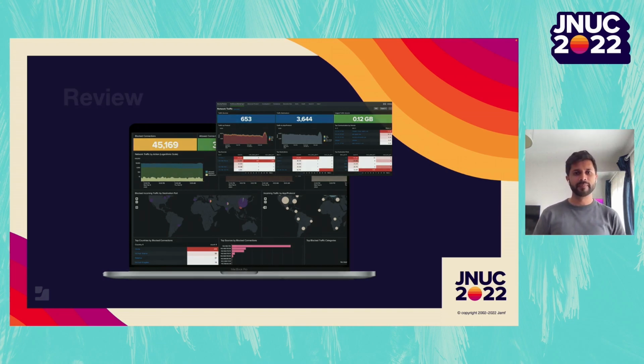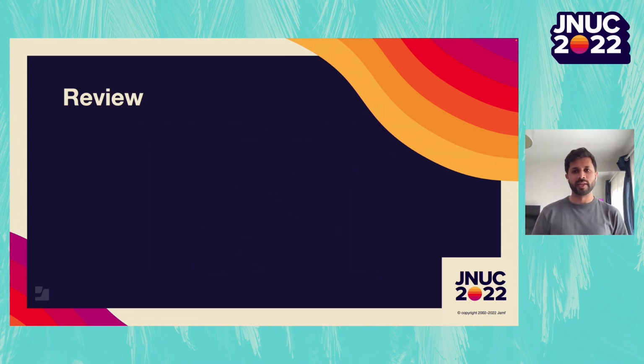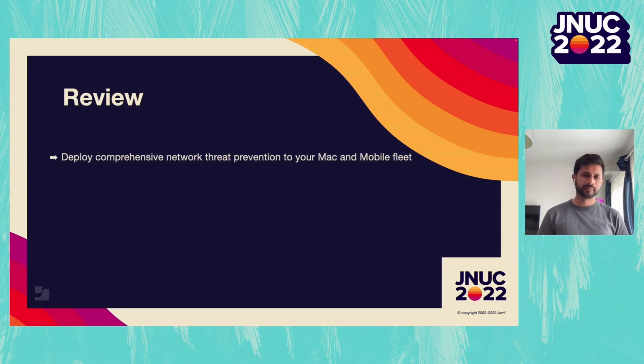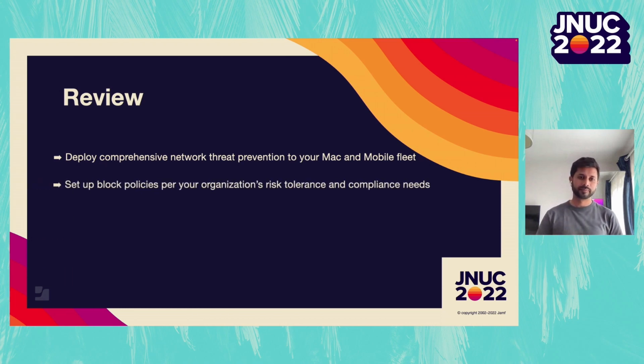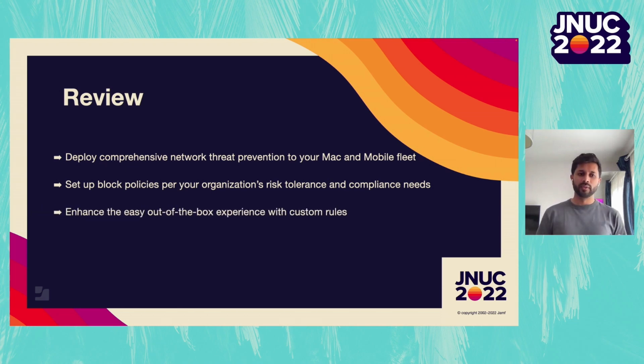Finally, let's review everything we've talked about today and how you can make use of network threat prevention within your device estate. First of all, you want to deploy comprehensive network threat prevention to your Mac and mobile fleet, again, to power use cases around web content threat prevention or web content filtering. You want to set up block policies per your organization's risk tolerance, as well as any compliance needs that you may have. You want to enhance the easy out-of-the-box experience with custom rules. Now, this isn't a necessity, but it allows you to tailor the experience to meet your particular organization's needs.